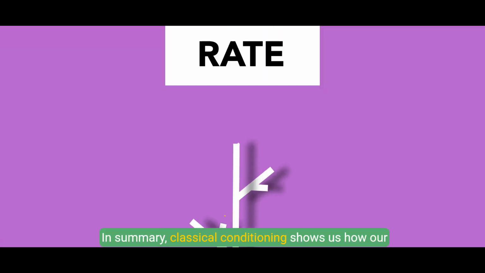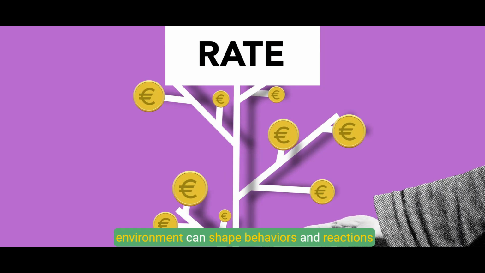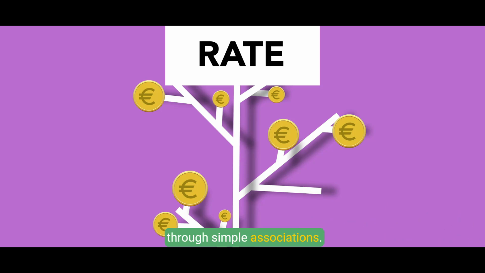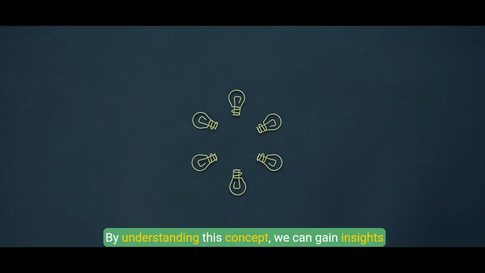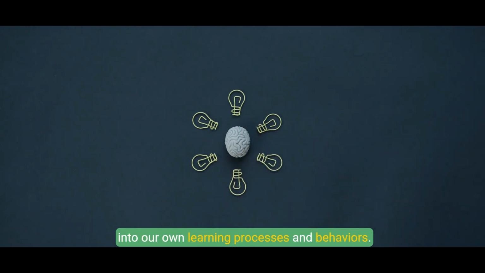In summary, classical conditioning shows us how our environment can shape behaviors and reactions through simple associations. By understanding this concept, we can gain insights into our own learning processes and behaviors.